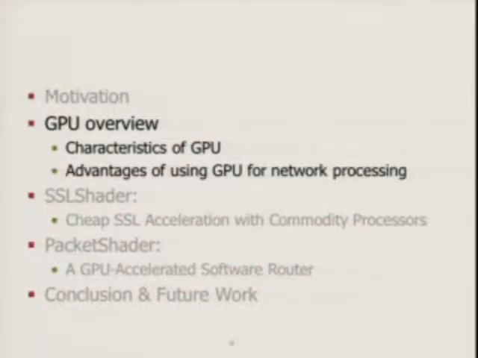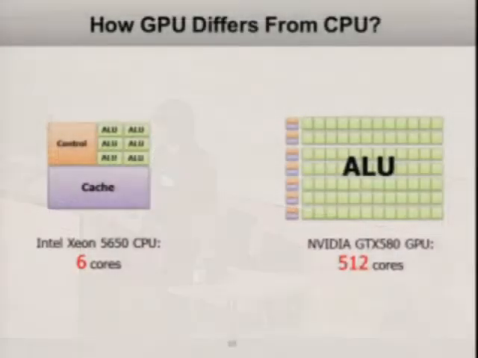So now let me explain why GPU is attractive for network processing. GPUs were originally developed for graphics processing. The key characteristic of GPU is massive parallel processing. Here I'm showing the abstract view of CPU and GPU. In CPU, most of the transistors are devoted to cache and control unit, and only a small portion is for ALU, where the actual computation is performed.